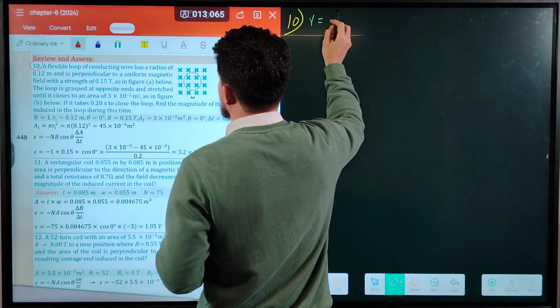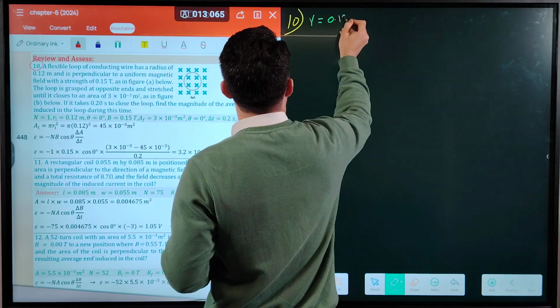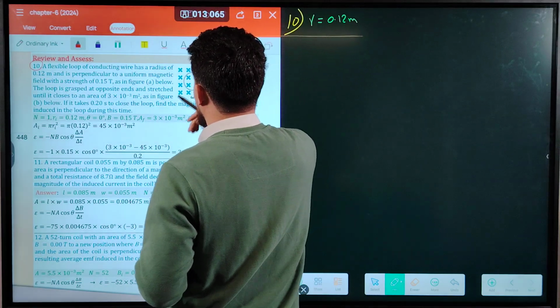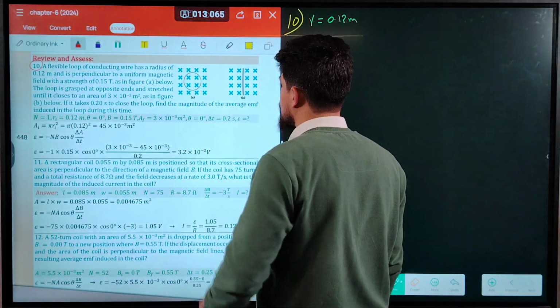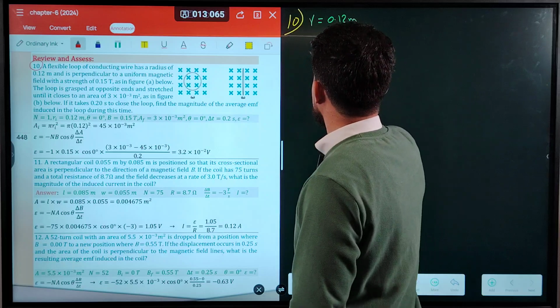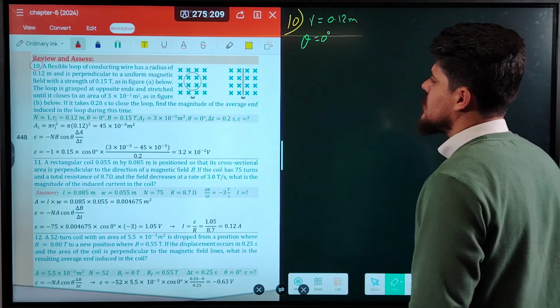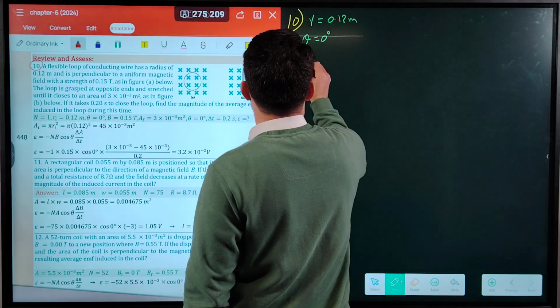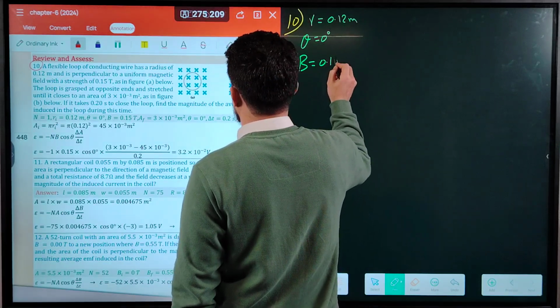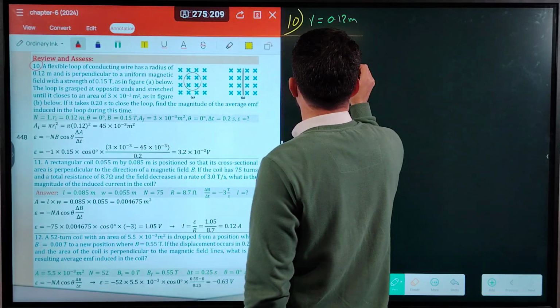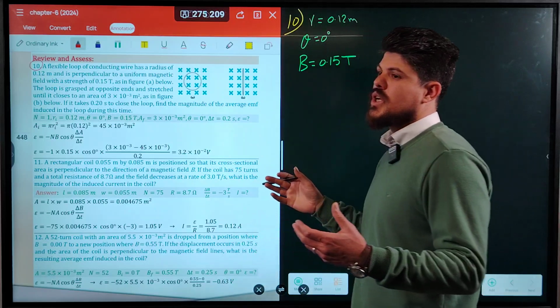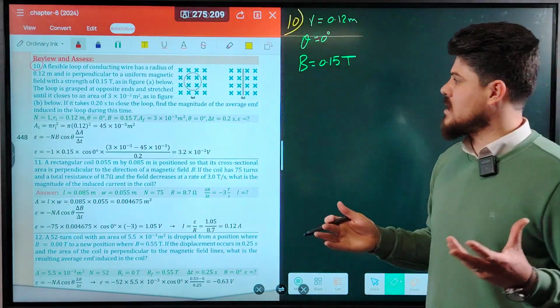Radius is given, 0.12 meter, and is perpendicular. The plane of the loop is perpendicular to the uniform magnetic field, so theta is 0, with the strength 0.15 Tesla. Magnetic field 0.15 Tesla. I don't know which one is changed in this question, area or magnetic field.